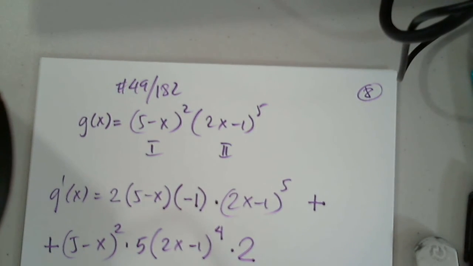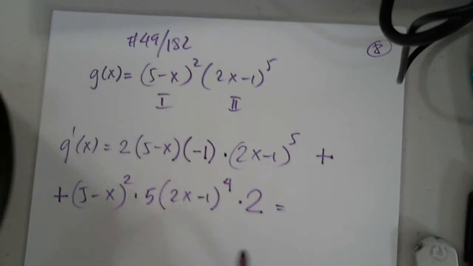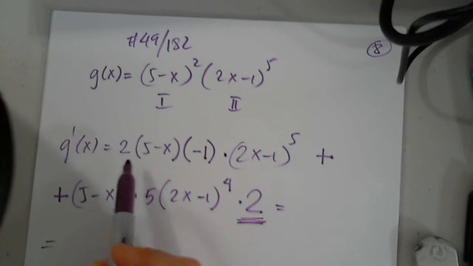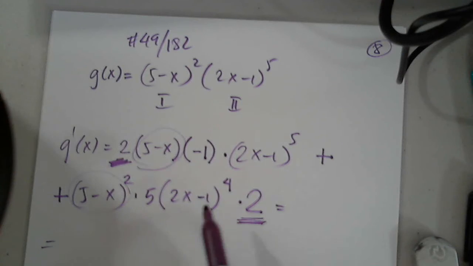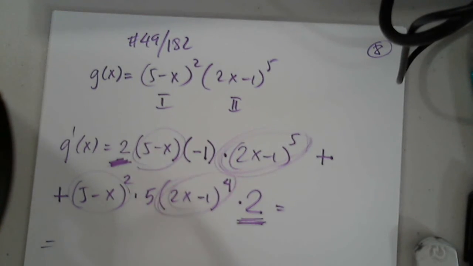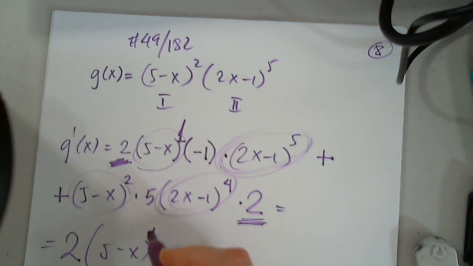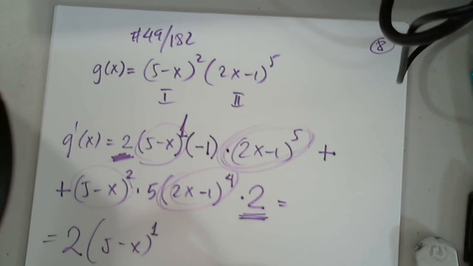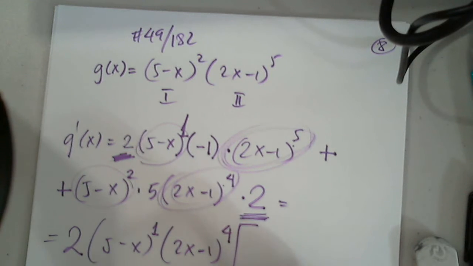We cannot leave it like this. We have to fully factor. So, I see a 2. I see a 5 minus x in both. And I see 2x minus 1 and 2x minus 1 in both. So 2 is out. 5 minus x to the smallest power. Power 1, power 2. It has to be power 1. I shouldn't write it like this. I'm just making a point. And 2x minus 1 to the smallest power. So it's 4. Bracket now.